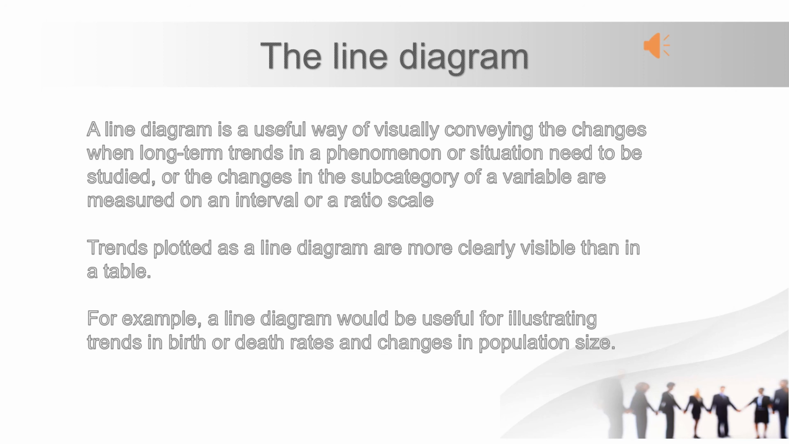So trends plotted as a line diagram are more clearly visible than in a table. For example, a line diagram would be useful for illustrating trends in birth or death rates and changes in population size. So this is your line diagram.